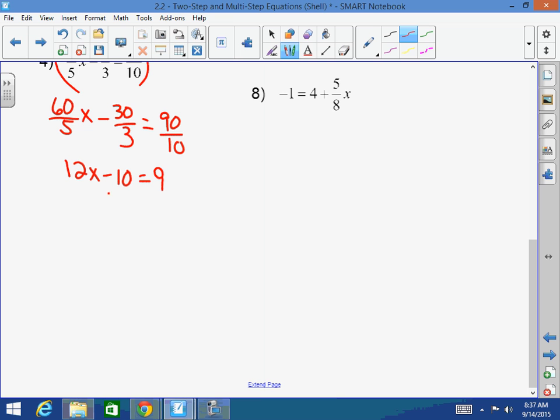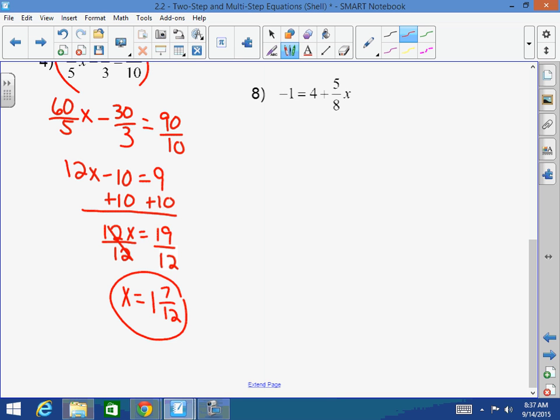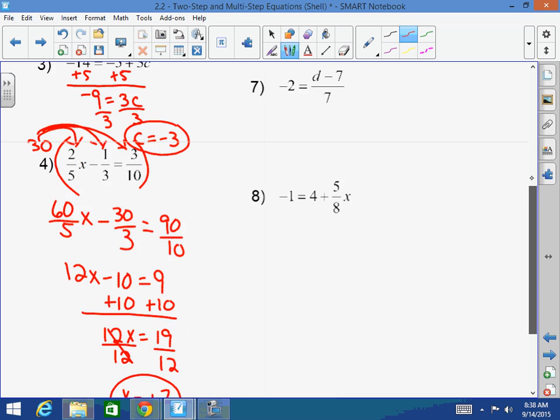Okay, now I want to add 10 to both sides. And I've got 12x equals 19. I divide by 12 to get rid of multiplication. And x equals 1 and 7/12. And that's the easiest way to work with fractions in an equation. But I promise you, we're going to have a whole lesson dedicated to that when everything is in fraction form.